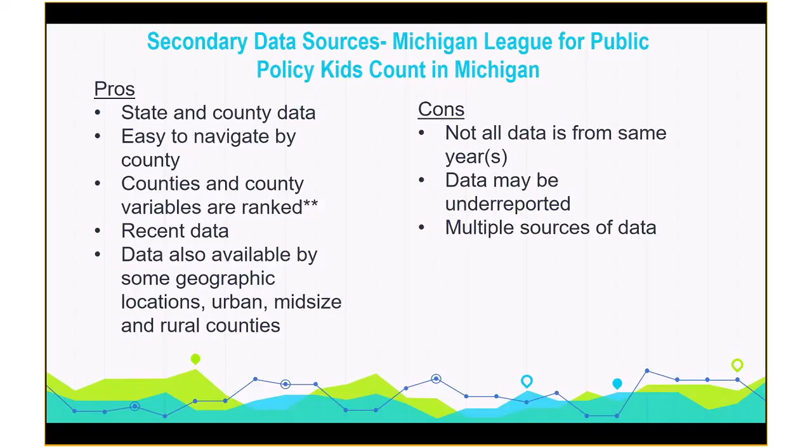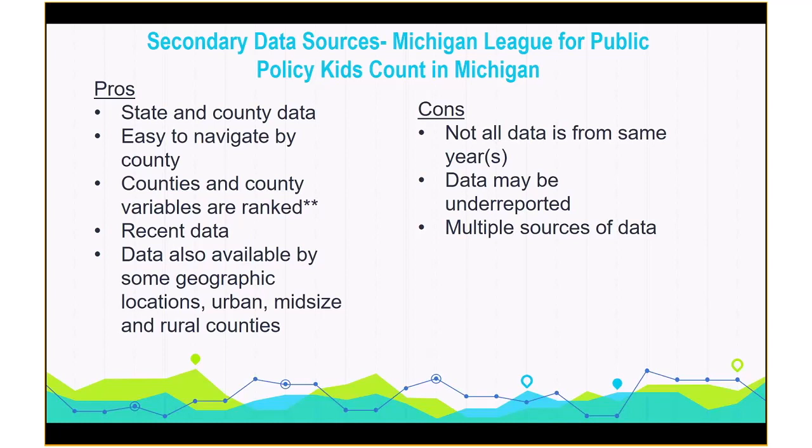In looking at the pros and cons of the Michigan League for Public Policy Kids Count in Michigan website, it is important to recognize that this is a snapshot glance at how counties are doing in comparison to others. But also be sure to recognize that counties vary in many ways, including geographic spread and available resources, and the rankings do not provide a complete look at the picture of a particular county or in comparing one county to another. Take into perspective, for organizations serving multiple counties, this could be useful to look between the counties that they serve.